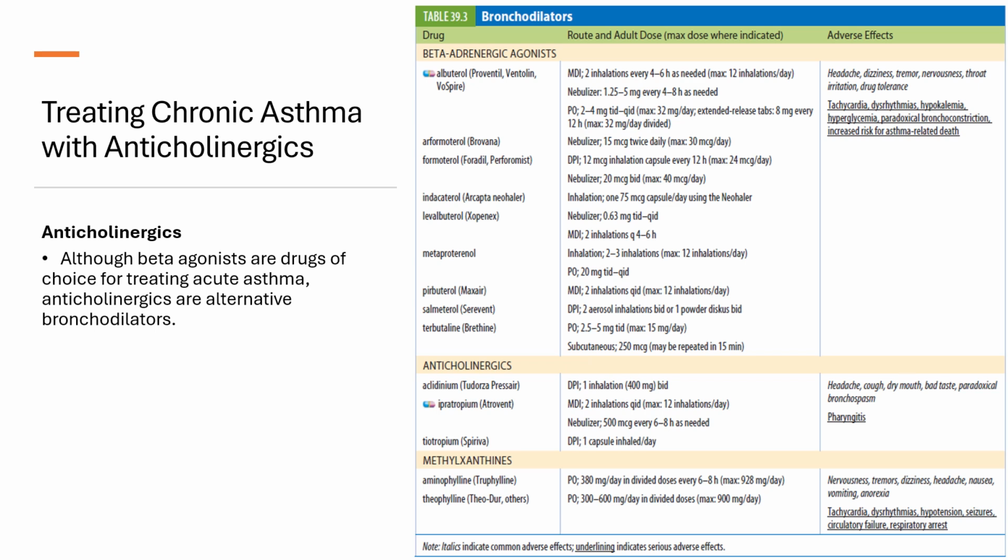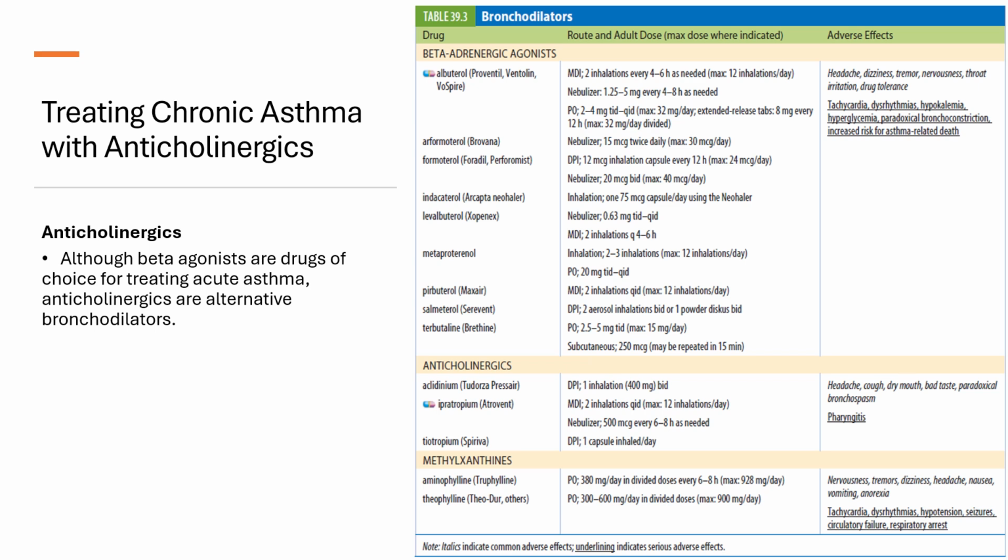Because the parasympathetic response is largely the opposite of the sympathetic response, blocking the parasympathetic nervous system results in actions similar to those of stimulating the sympathetic nervous system. It is predictable then that anticholinergic drugs would cause bronchodilation and have potential application in the pharmacotherapy of asthma and chronic obstructive pulmonary disease.